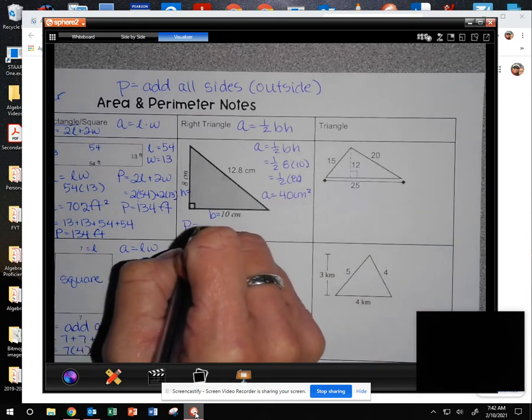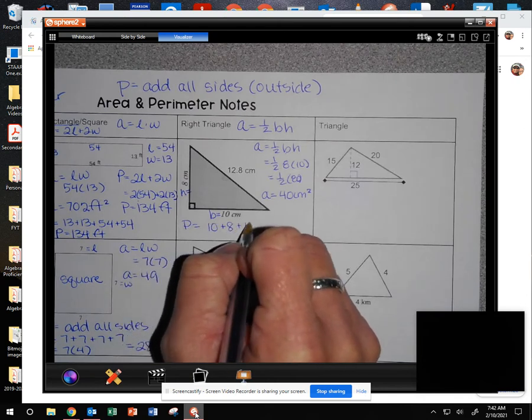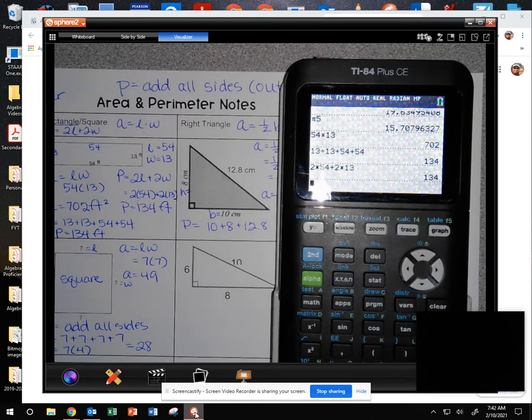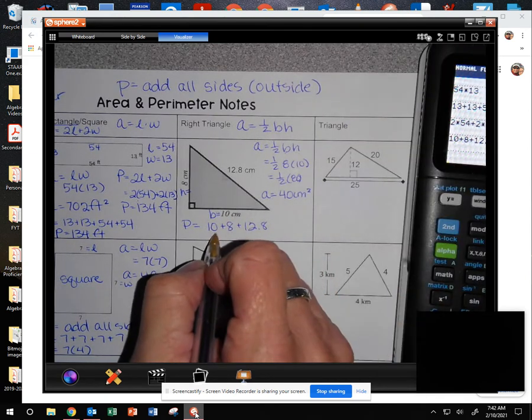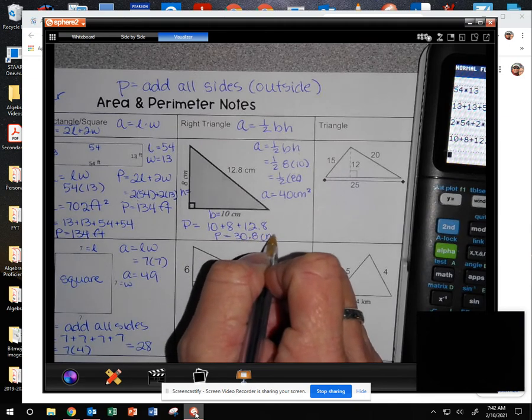Then my perimeter is just to add all my sides, and all of my sides are the 3 sides of the triangle. So here I would have 10 plus 8 plus 12.8, and my perimeter is 30.8 centimeters.